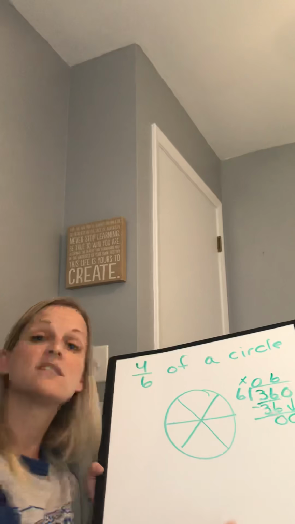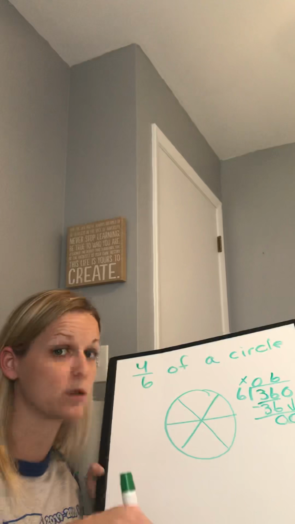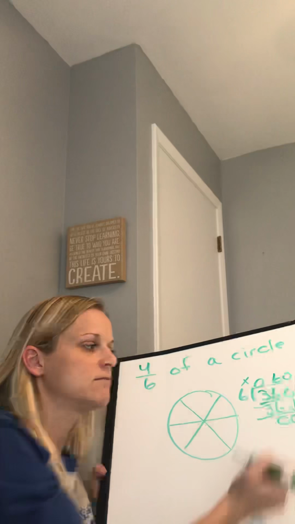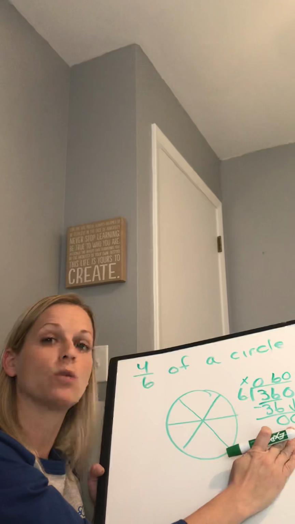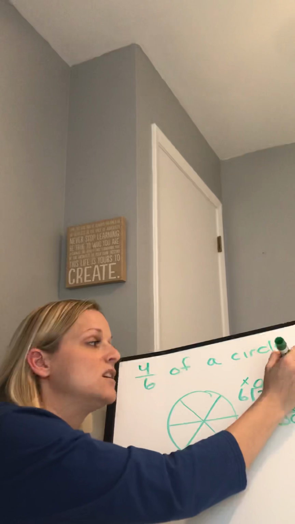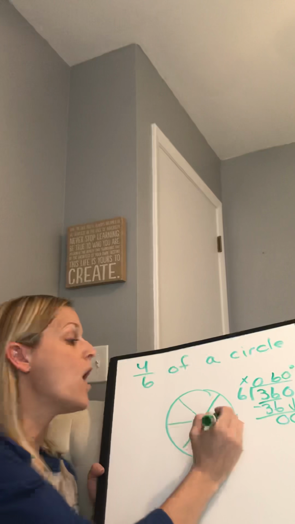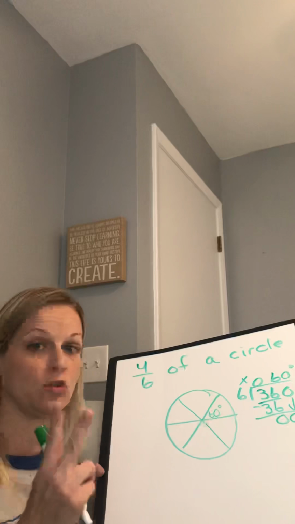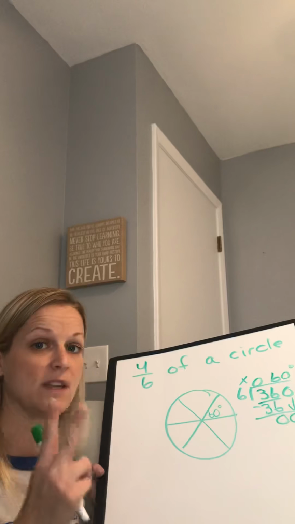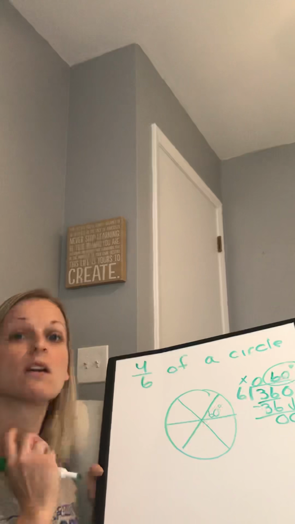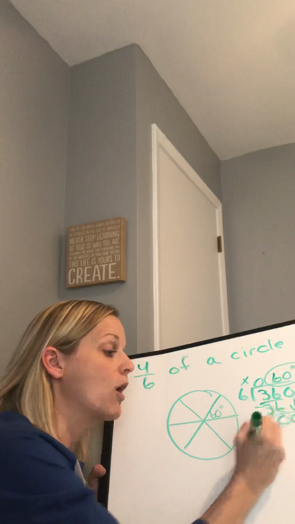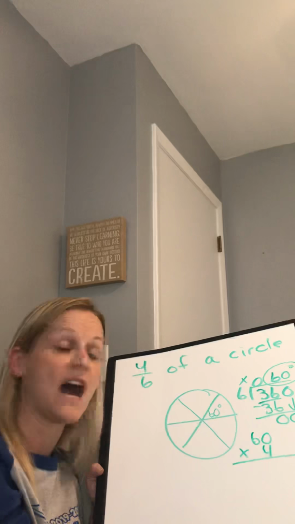Bring down the 0. Remember, when you bring down, you still have to repeat, so divide again. How many times can 6 go into 0? 0 times. Now I have nothing left over. There's no remainder. My degrees is 60 degrees. So one of these pieces is 60 degrees. But remember my step 2. My step 2 is to multiply the degrees that you got times the numerator. So I'm going to multiply 60 times 4, or you could add 60 4 times.